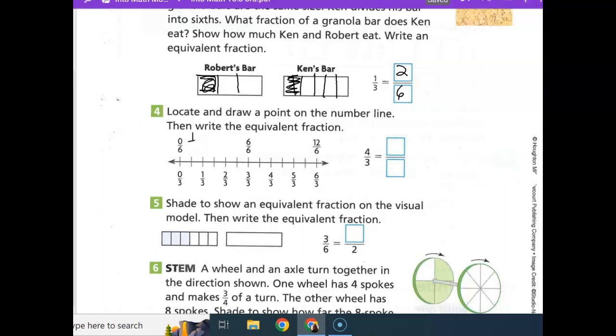Locate and draw a point on the number line, then write an equivalent fraction. So this is 1/6, 2/6, 3/6, 4/6, and 5/6. They want us to get clear to 4/3. So this is 7/6, 8/6, 9/6, 10/6, and 12/6. And remember that 3/3 is 1 and 6/3 is 2. So we're going to go to 4/3 and we're going to see that that's equal to 8/6.